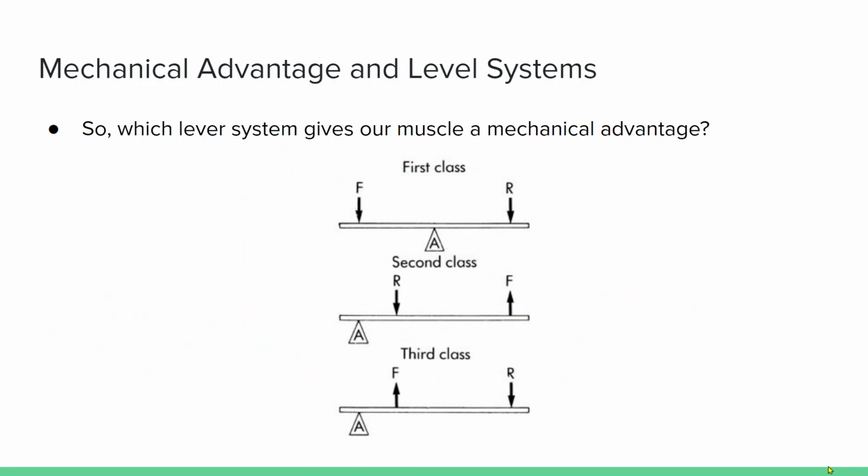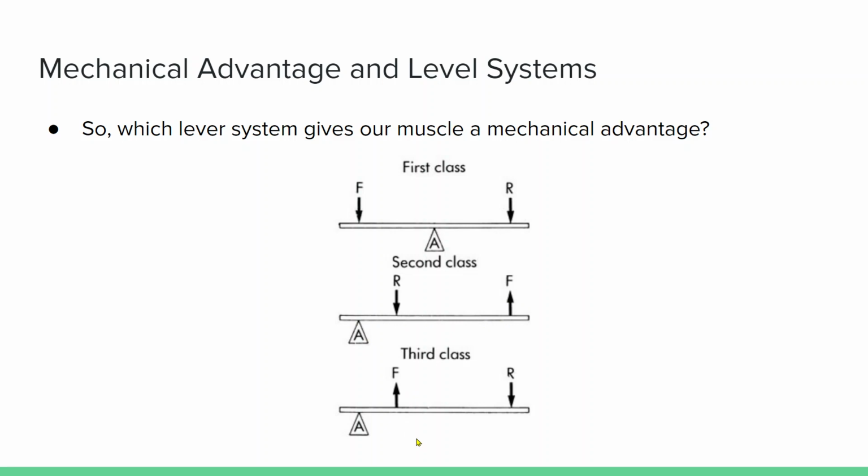So our first class lever system, it could be either, right? You could do a crowbar example, or they can be balanced, your IMA and your EMA. In the second class system, your resistance, or what you're trying to lift, is closer to the axis. So that moment arm is shorter than your, say, muscle or your force producing moment arm.